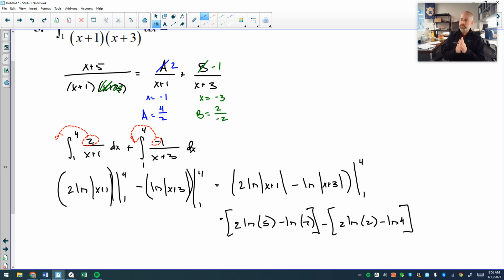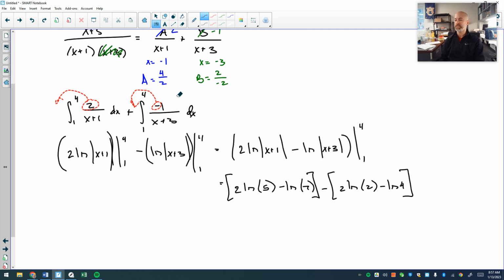And the reason I want to talk about this problem is because in a multiple choice situation, they very frequently like to use properties of logs to rewrite your answer. And we could have done that on all the rest of them, but it really shows up a lot when you have only constants. We don't have x's anymore. And so some of the properties we could use here are the properties of exponents. I could take this 2, make it an exponent on 5. I can take this 2, make it an exponent on 2, which is going to make that right side quite nice. And we end up with the natural log of 5 squared minus the natural log of 7 minus the quantity of natural log of 2 squared minus natural log of 4.